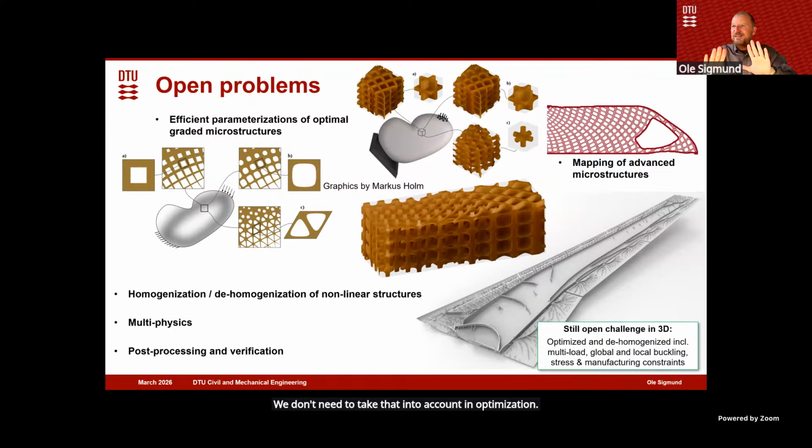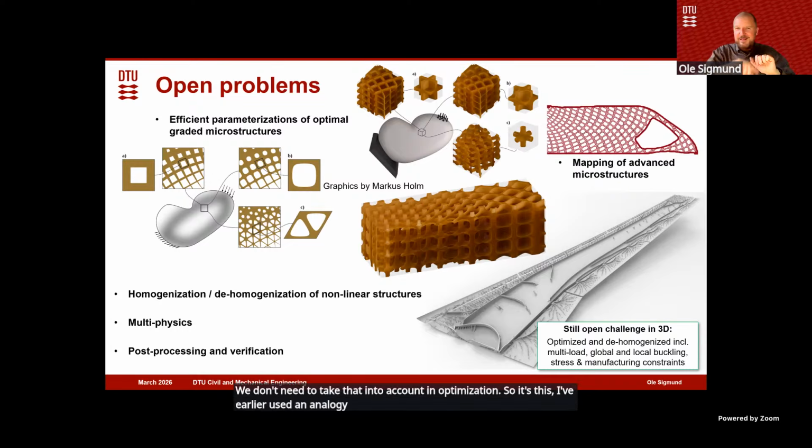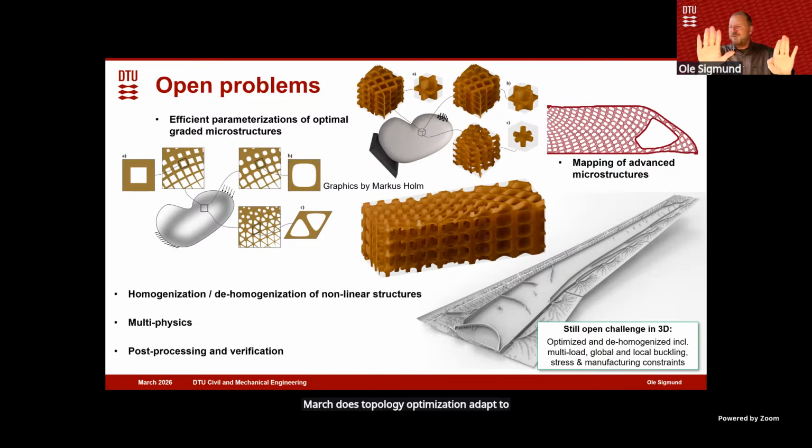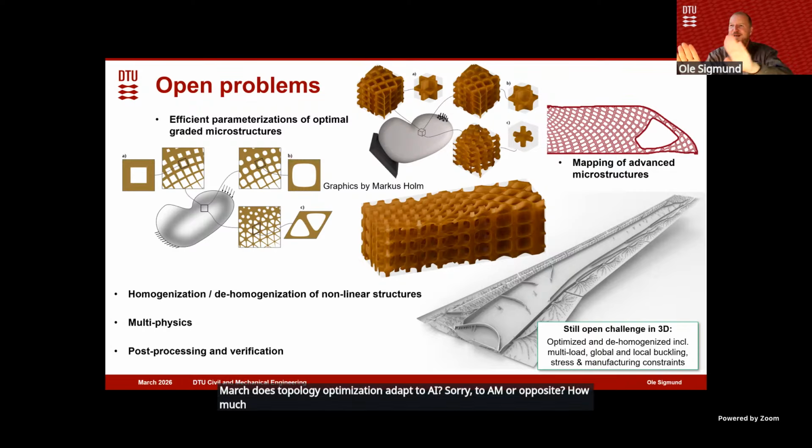So I've earlier used an analogy that AM and TO constitute the perfect marriage, but in all marriages, the partners need to adapt to each other. And here the question is, how much does topology optimization adapt to AM, or oppositely, how much does AM adapt to what topology optimization shows is theoretically possible? Those were some philosophical thoughts.